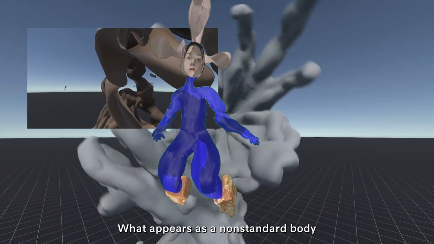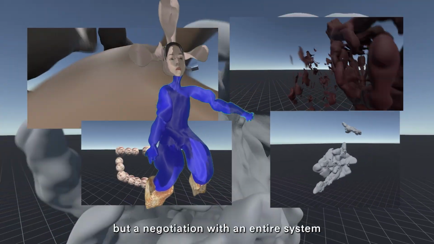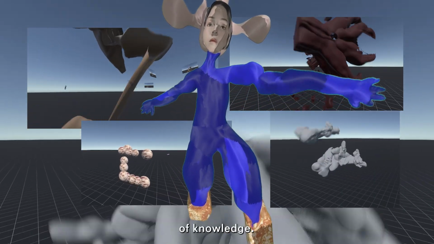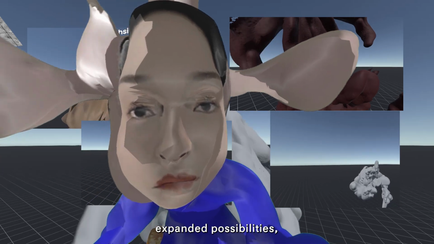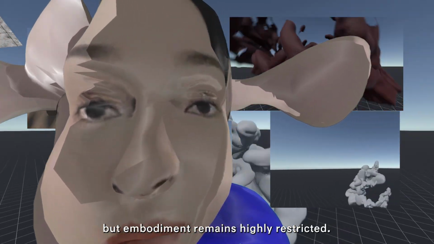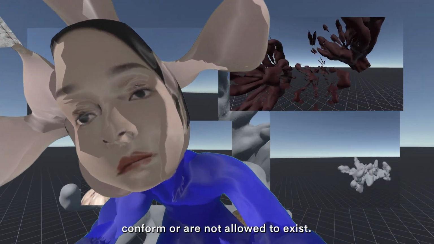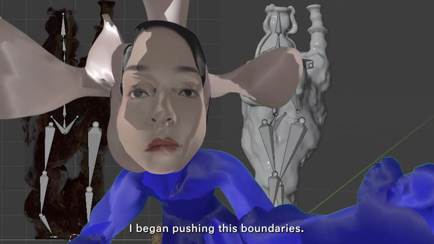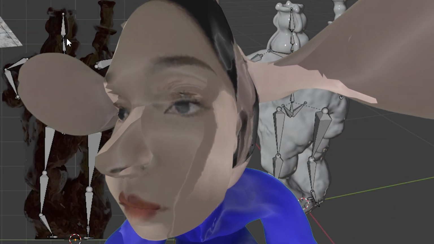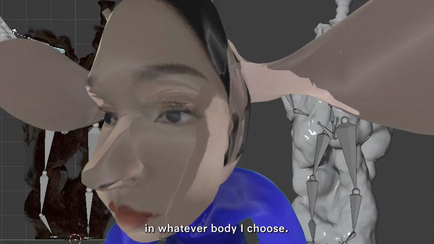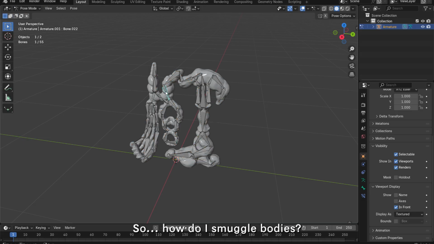What appears as a non-standard body is not simply an alternative appearance, but a negotiation with an entire system of knowledge. Digital environments offer expanded possibilities, but embodiment remains highly restricted. Bodies either conform or are not allowed to exist. I began pushing these boundaries, smuggling invalid bodies into digital environments, to claim the agency to exist in whatever body I choose. So, how do I smuggle bodies?